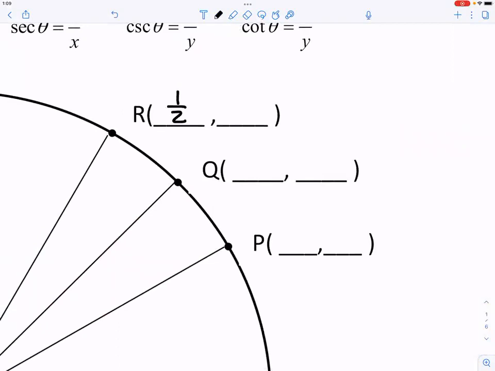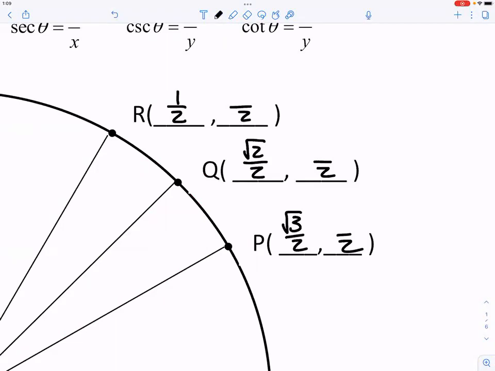And by the way, did you realize that all the values in the middle of the quadrant are all over 2? Did you realize that? They're all over 2. And then, if this is 1/2, what will be the other 2 values? It's always √2/2 and then √3/2. So if you know where 1/2 is, you know the other 2 x coordinates.